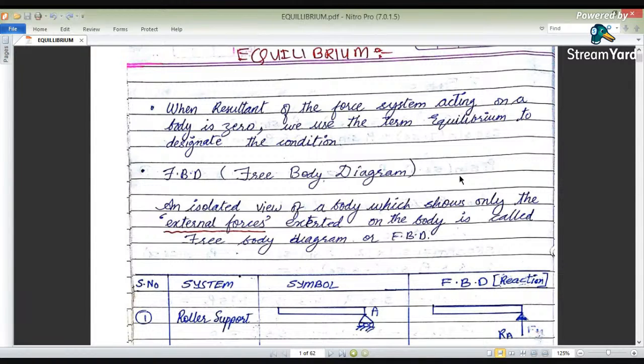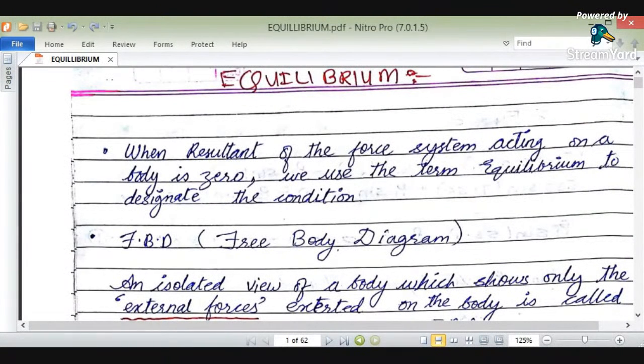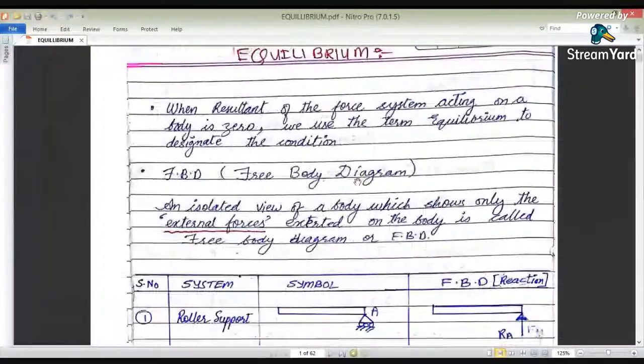For that we have to draw the free body diagram. That means we have to draw an isolated figure, and if there are support conditions, we have to remove them. We have to remove all the support conditions, and we have to draw the FBD, that is the free body diagram, for this.